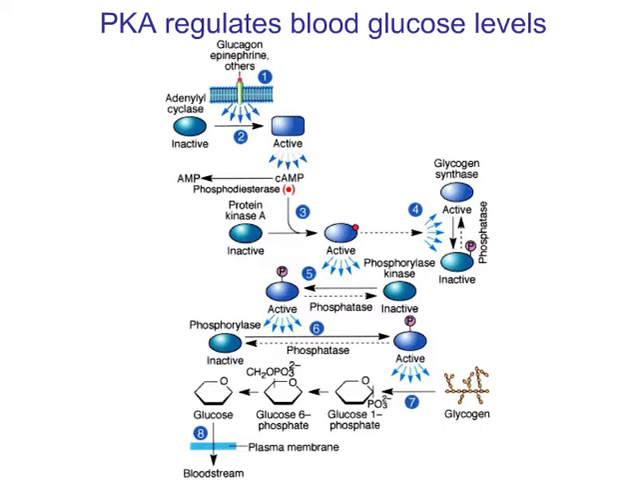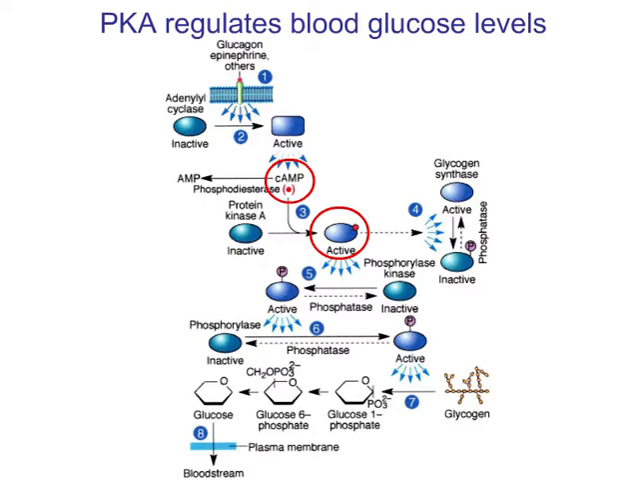Blood glucose levels are modulated by hormones. Glucagon and epinephrine bind to G-protein coupled receptors expressed in liver and in muscle tissue. When they bind to their receptors, they stimulate the production of cyclic AMP by activating adenylate cyclase. Cyclic AMP accumulates and binds to the regulatory subunits of protein kinase A. The catalytic subunits then dissociate and become active. Protein kinase A can then phosphorylate enzymes involved in both glycogen synthesis and glycogen breakdown.